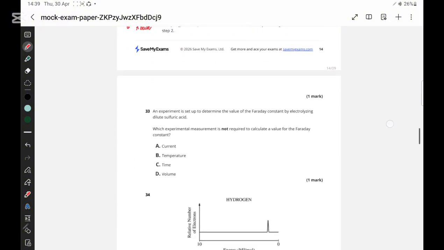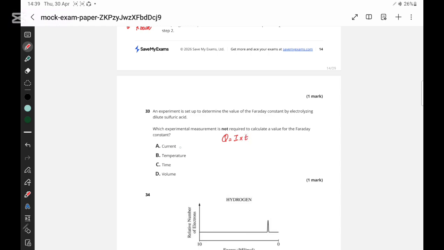So let's move towards the next question. They are saying an experiment is set up to determine the value of Faraday's constant by electrolyzing dilute sulfuric acid. Which experimental measurement is not required to calculate a value of the Faraday constant? When you want to calculate charge, charge is equal to current multiplied by time.